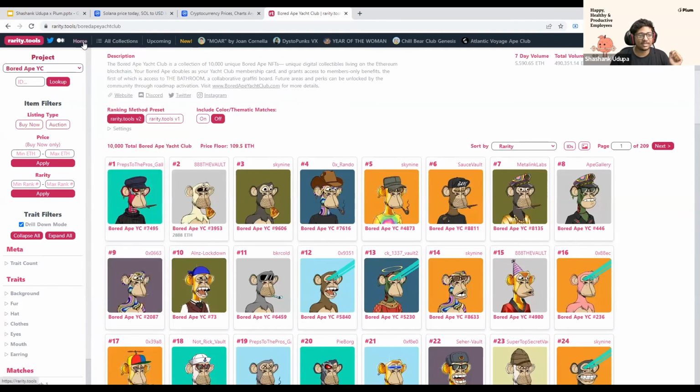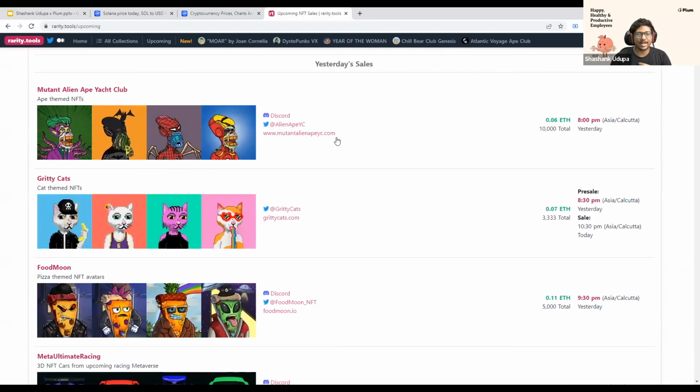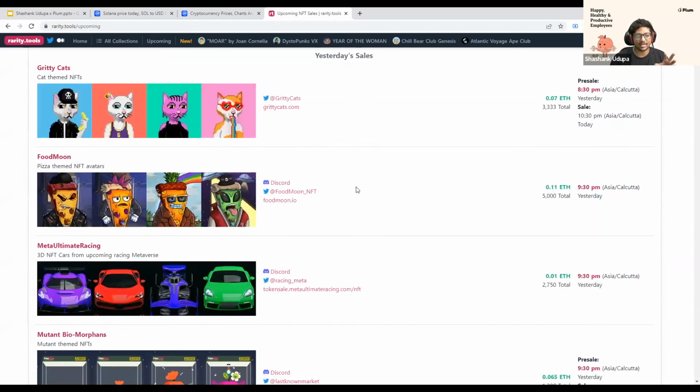Apart from that, this is also good for NFTs because it also shows me the upcoming NFT calendar. So what I usually do when I have to find some good NFTs that are coming up soon, I go through, this is yesterday's sales, so I don't care about yesterday's sales.